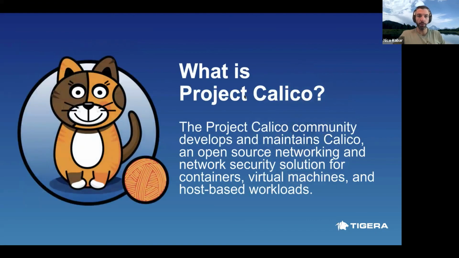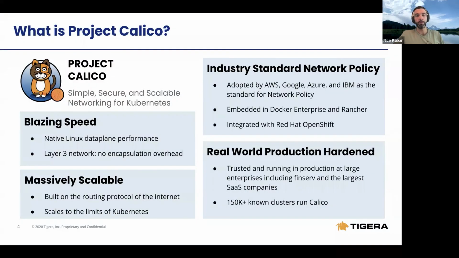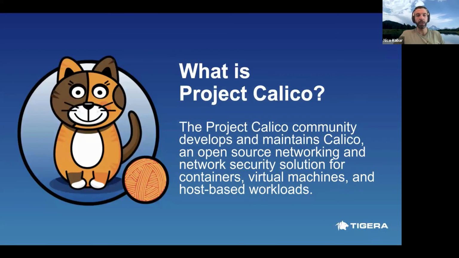So let's start with introducing Calico if you're not too familiar with it. Project Calico started around the same time as Kubernetes. It's an open source, community-driven project aimed at creating a robust and performant networking stack and network security solution for Kubernetes workloads. From Tigera's perspective, we help maintain Project Calico, and it's widely adopted at this point.